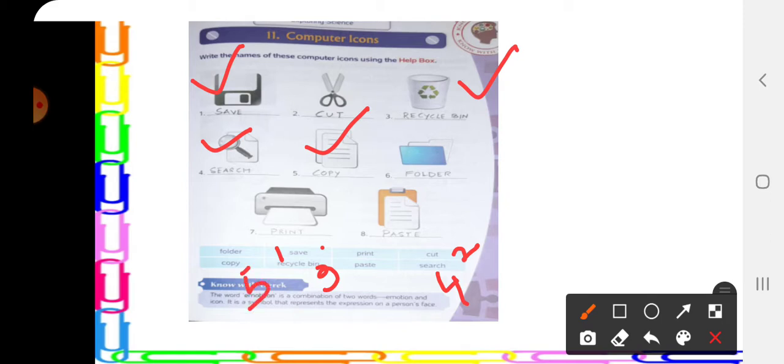Okay children, next one you can see this is a picture of a folder, like a file where you keep all the important papers. So this is a folder. So in computer it means a folder. So this is number 6. And next, number 7, you can see a machine from where the paper is coming out. Everybody knows about this. So this is a printer and it helps us to print. So this is number 7. This is print. So it helps us to print.